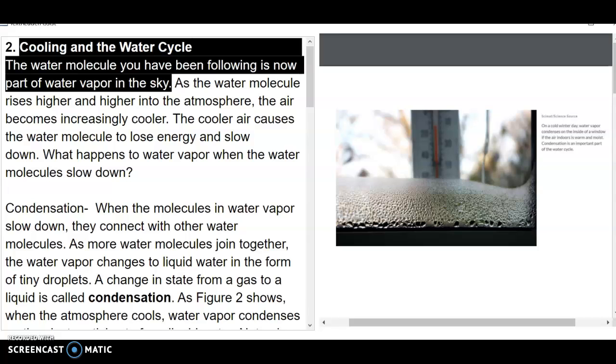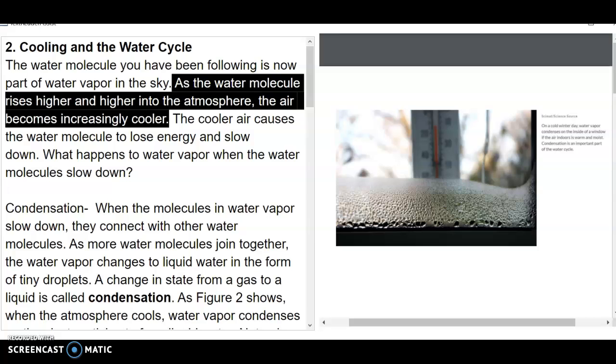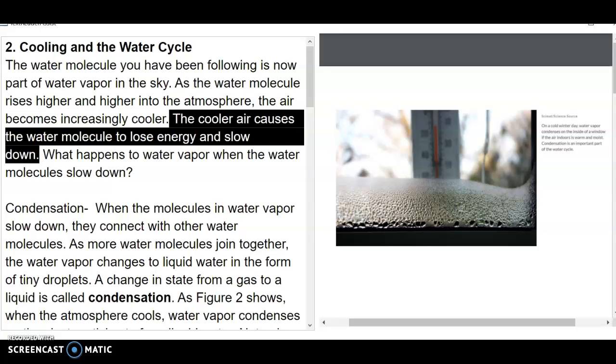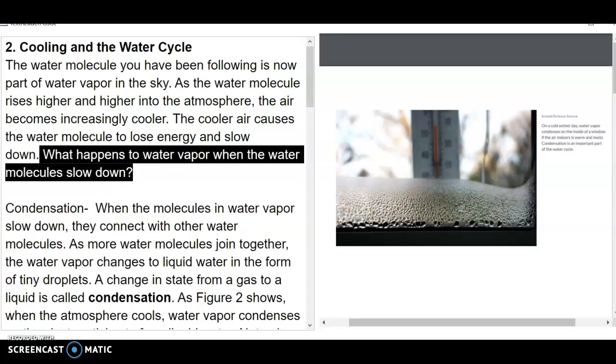That's because it evaporated. As the water molecule rises higher and higher into the atmosphere, the air becomes increasingly cooler. The cooler air causes the water molecule to lose energy and slow down. Remember, when things get colder, the molecules move slower. What happens to water vapor when the water molecules slow down?